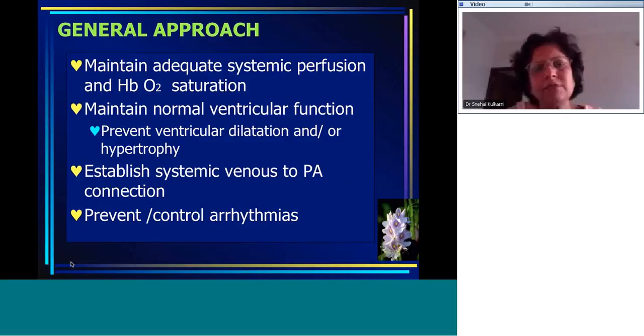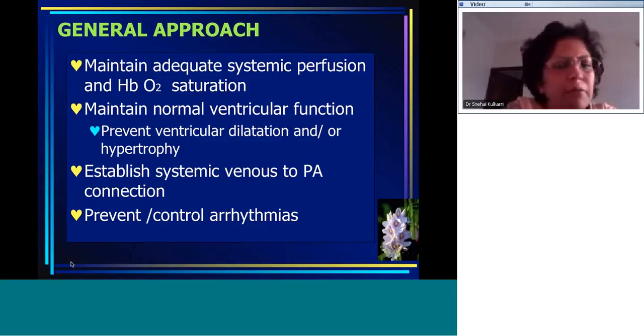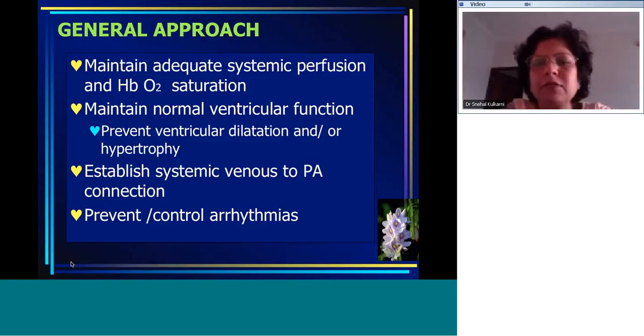Now, what is the general approach in patients with univentricular heart repairs? We have to maintain adequate systemic perfusion and oxygen saturation. Suppose somebody is very blue, you have to make the oxygen saturation okay. You have to maintain adequate systemic perfusion. If you have a duct dependent systemic circulation, you have to keep the duct open to have adequate systemic perfusion. Maintain normal ventricular function.